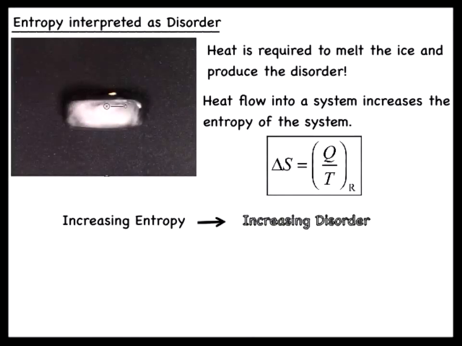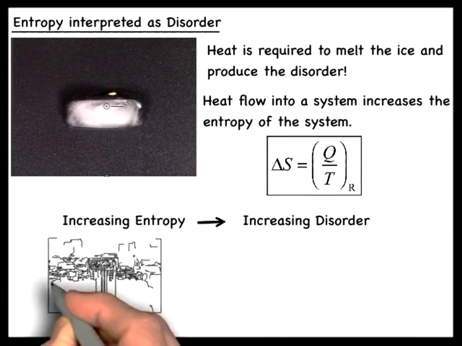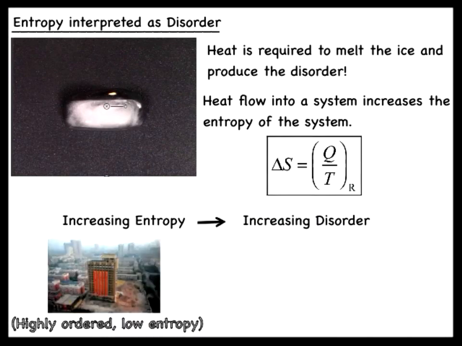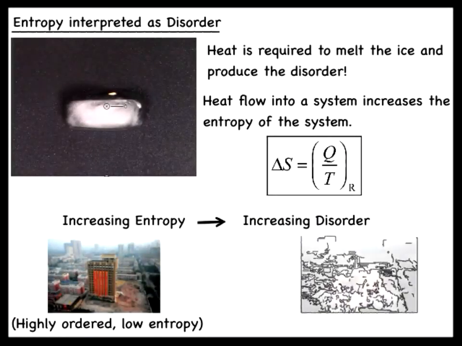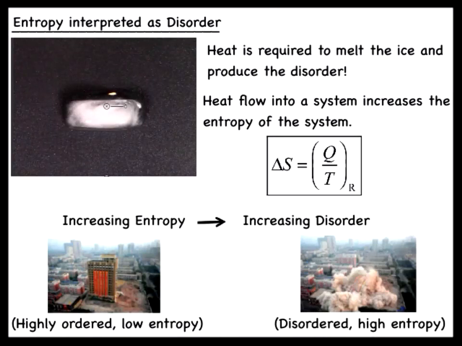The demolition of a building demonstrates how an order to disorder change leads to an increase in entropy. Before the demolition, the building is in a highly ordered, low entropy state, and after, it becomes a disordered state of high entropy. In the next and final section of this chapter, we will introduce the third and final law of thermodynamics.